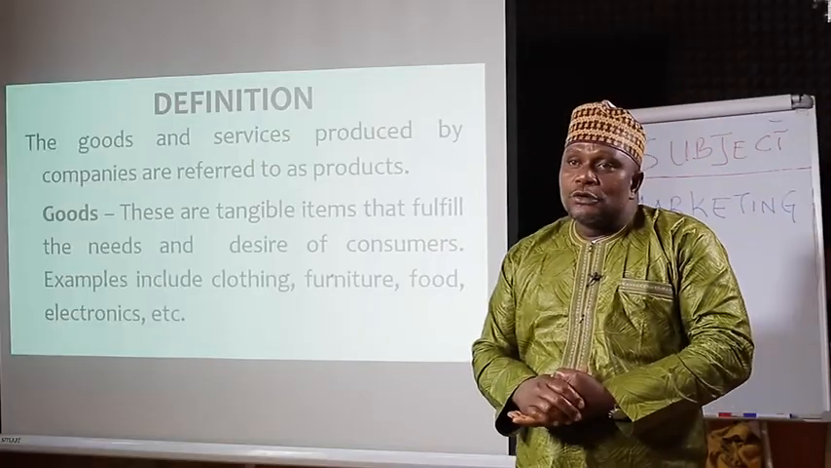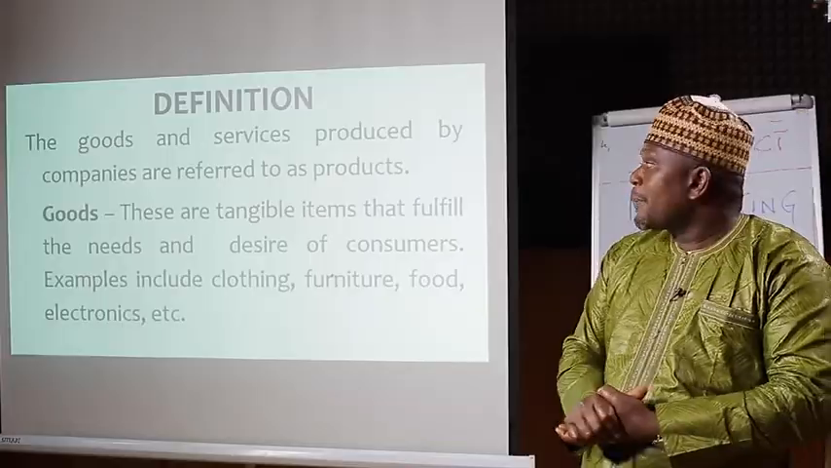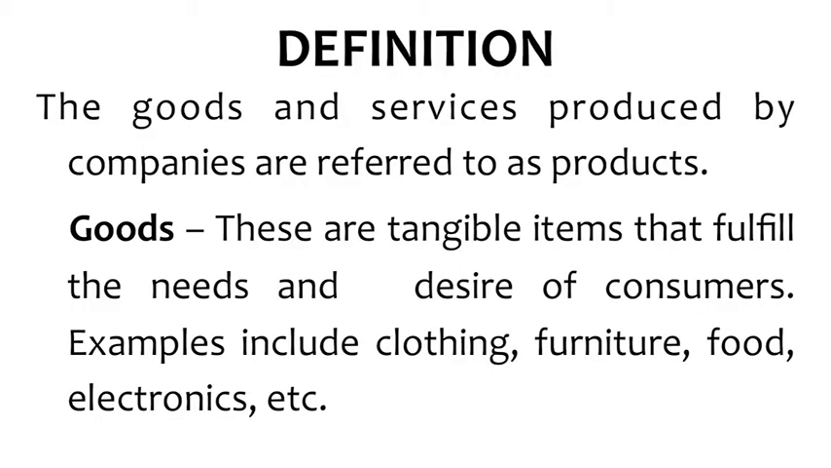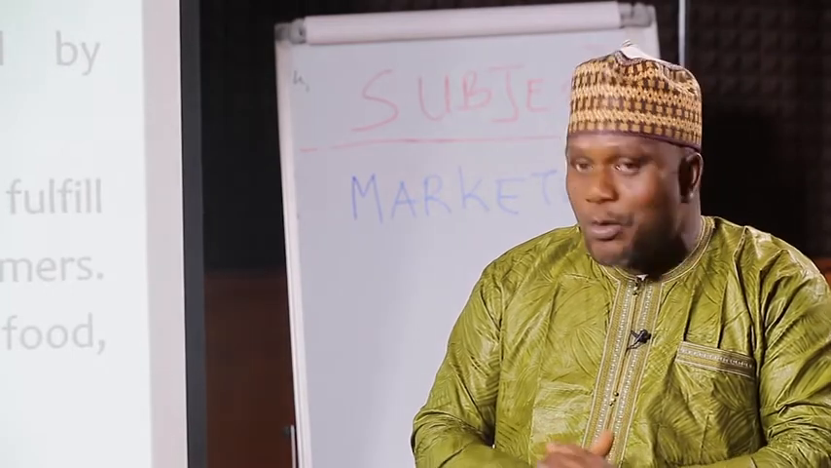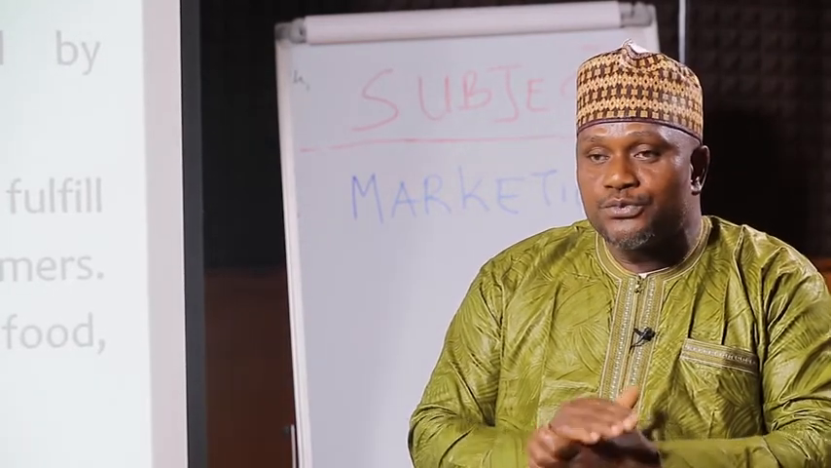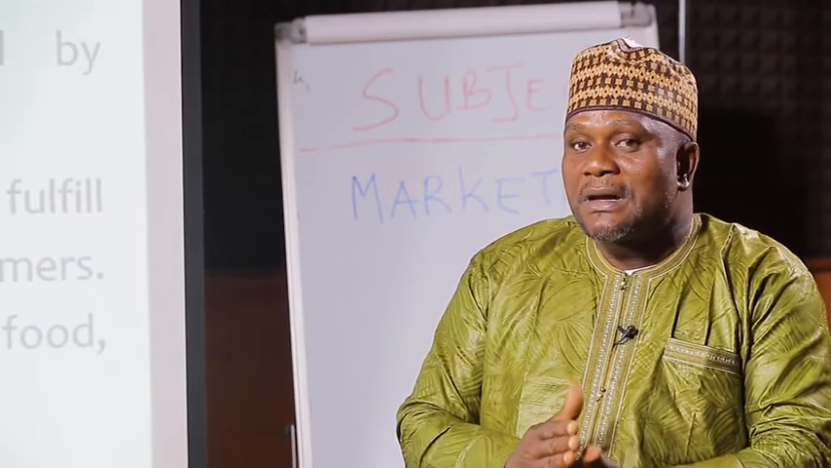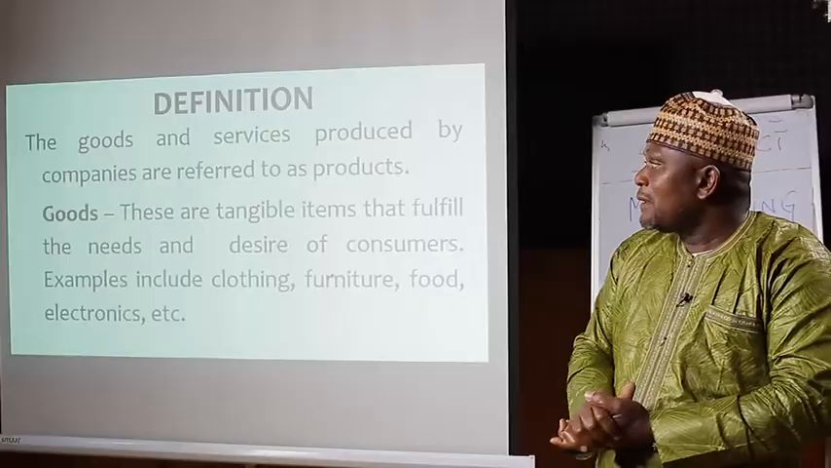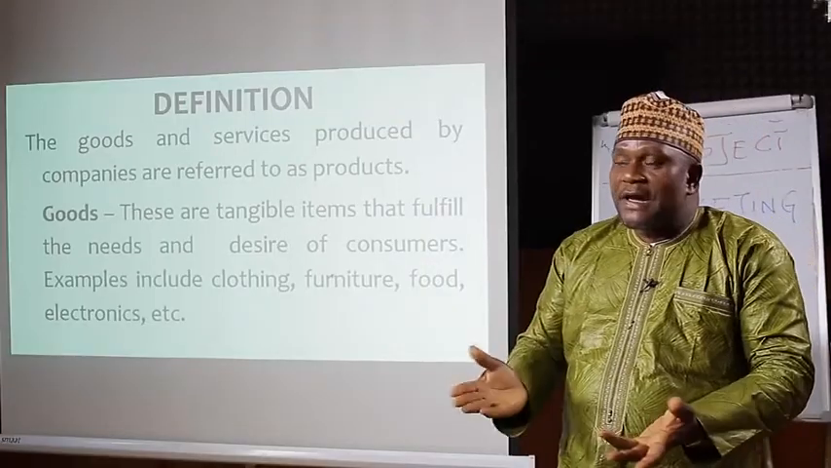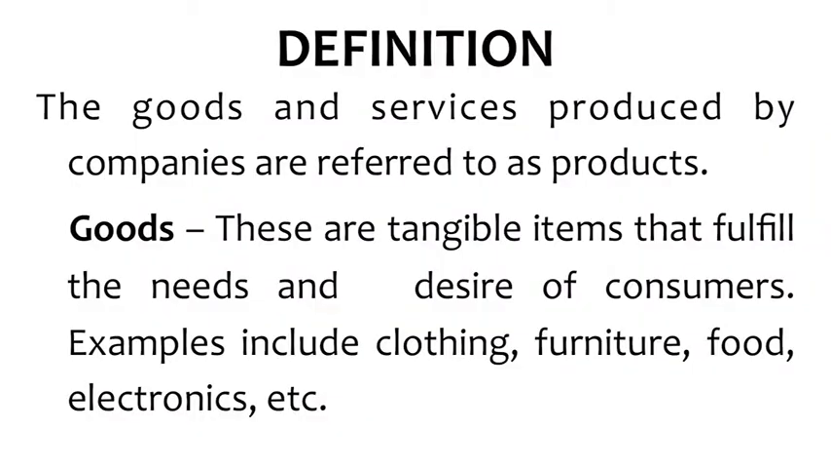Now let's take a look at goods and services. The goods and services produced by companies are referred to as products. Let's get it straight. Goods and services produced by companies are referred to as products. Which means products are broken into 2 distinctive factors: goods and services. Now, what is goods? These are tangible items that fulfill all needs and desires of consumers, which include clothing, furniture, foods, electronics, and so on.